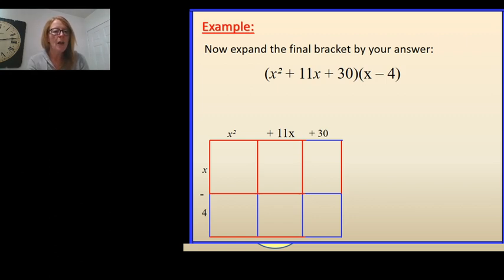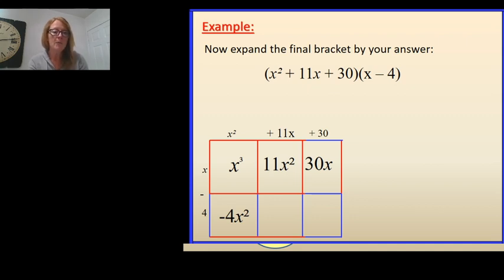So I've got top left, I'm multiplying x by x squared, which gives me x cubed. For the middle top, I'm multiplying x by positive 11x, so positive 11x squared. And for the final one on the top row, I'm looking at x multiplied by 30, so that's just 30x. For the bottom row, I'm looking at negative 4, because that negative sign belongs to the 4. Negative 4 multiplied by x squared, so negative 4x squared.